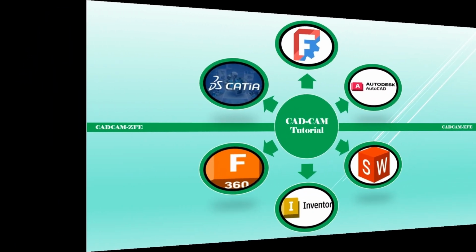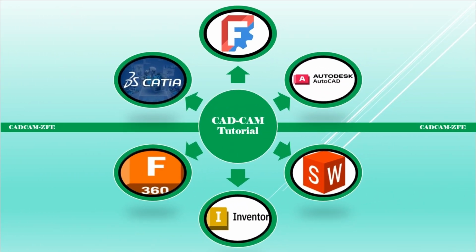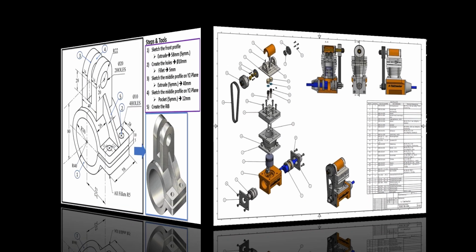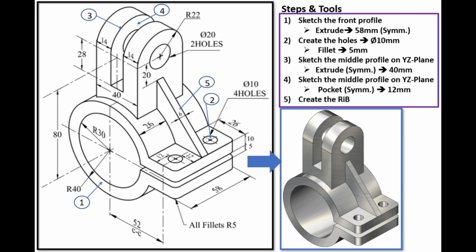Today I will show you how to create a 3D solid model from an existing 2D drawing with the help of FreeCAD Part Design tools like Extrude, Mirror, Pocket, and Fillet. This is the exercise for today: we need to convert this 2D drawing into a 3D solid part. These are the steps and the tools that I used to convert this 2D drawing into a 3D solid part.